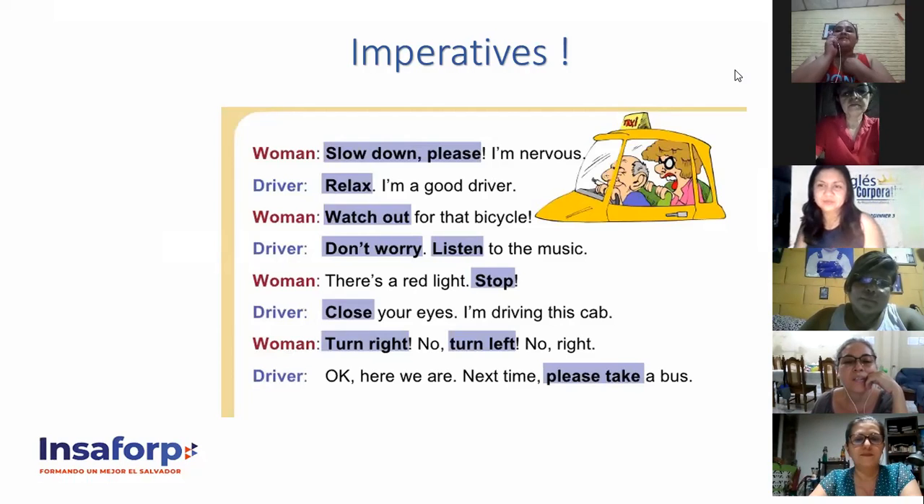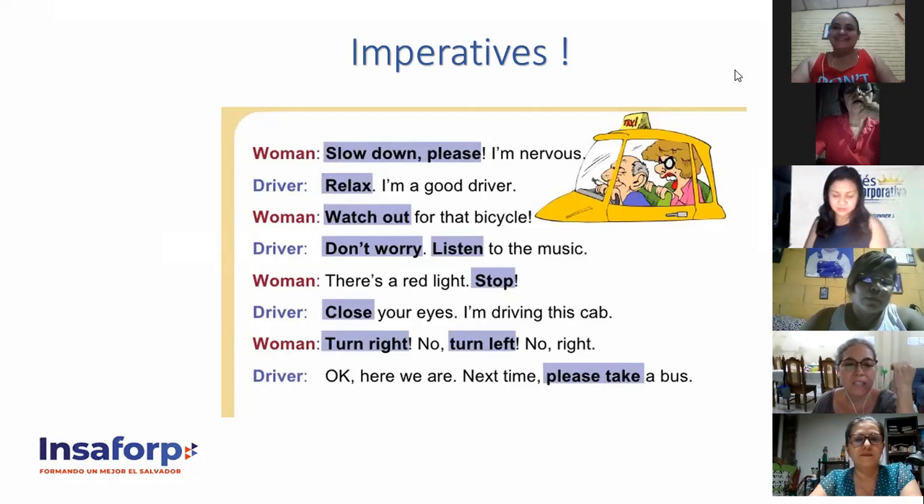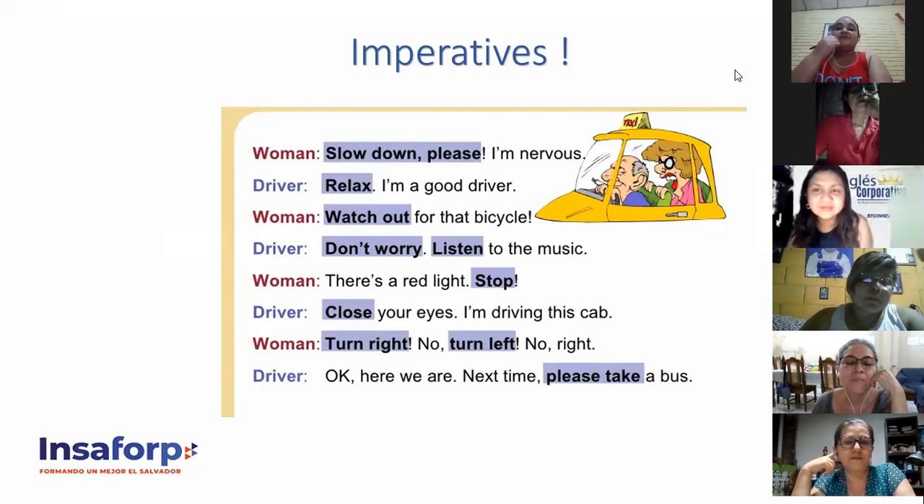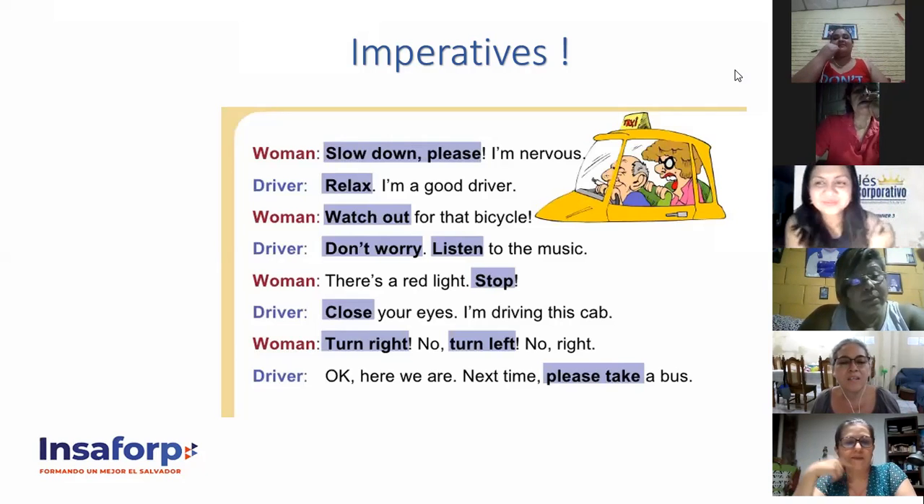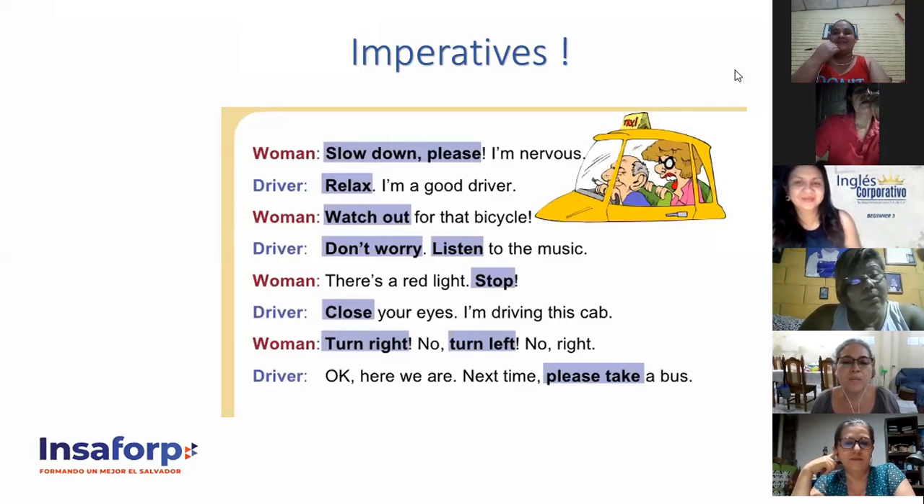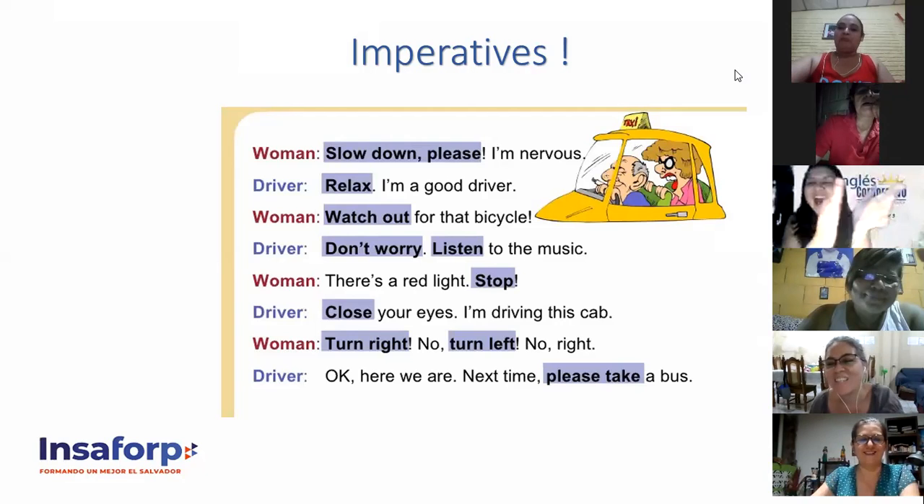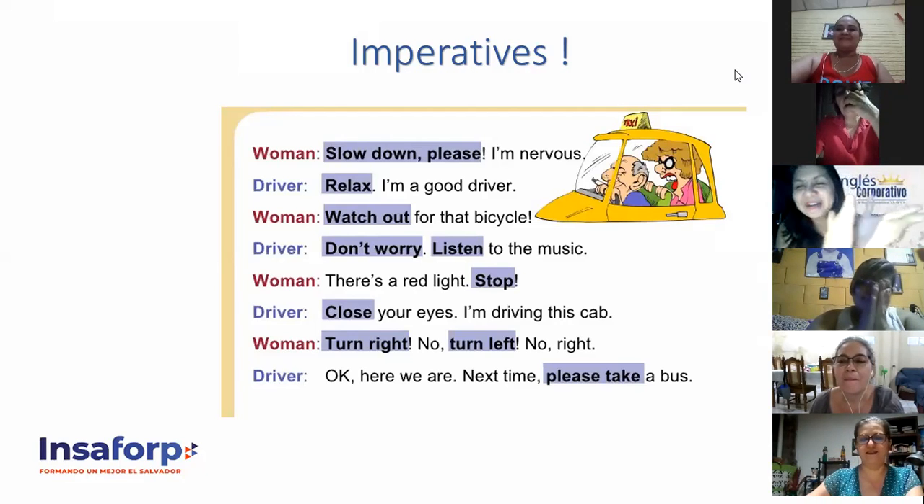Slow down, please. I'm nervous. Relax. I'm good night driver. Watch out for that bicycle. Don't worry. Listen to the music. There is a red light. Stop. Close your eyes. I'm driving this car. Turn right. Turn right. No, turn left. No, right. Okay. Here we are. Next time, please take a bus. You did an excellent job.